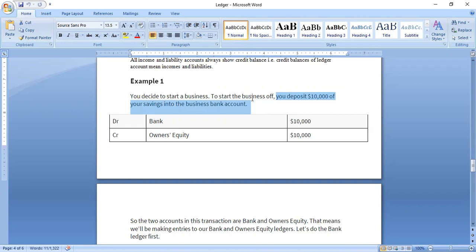On the other hand, when we start a business, obviously we bring some sort of money from our family, from the bank, from any other sources of finance. It is called capital or owner's equity. When anyone invests in their business for the first time, obviously it is called capital.